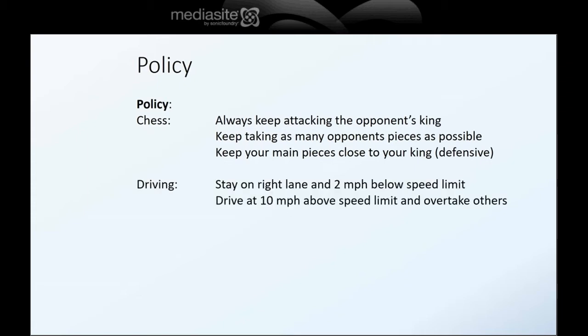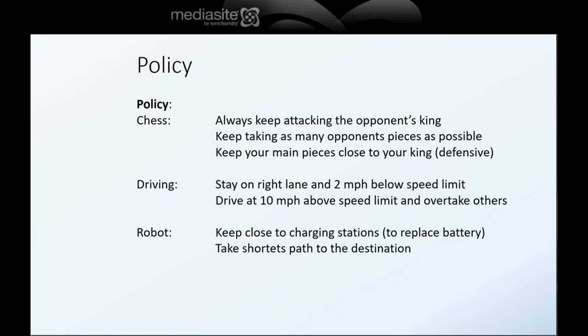Driving, one policy would always be to remain in the right lane and to drive 2 mph below the speed limit. Another policy could be more aggressive, to drive above the speed limit and keep overtaking other cars. A robot could have 2 policies. One policy could be to always keep close to the charging stations to replace battery if it runs out of battery. Another policy for the robot would be simply to take the shortest path to the destination without bothering about the charging stations. So these are informally what policy means, examples.